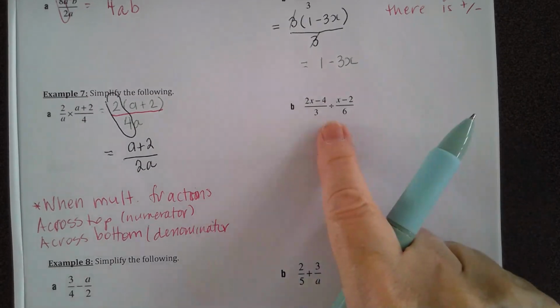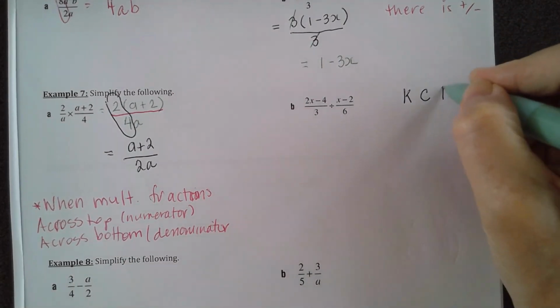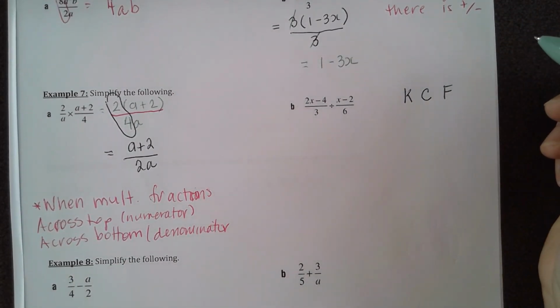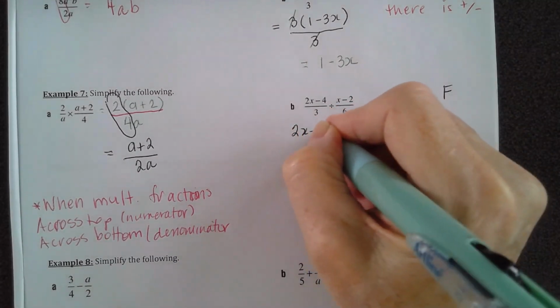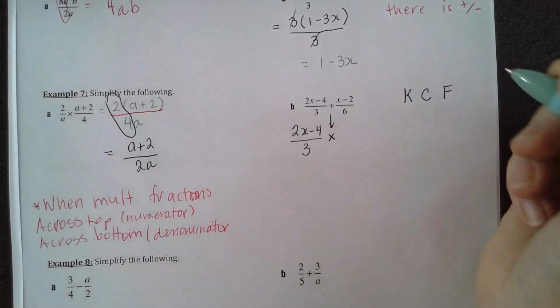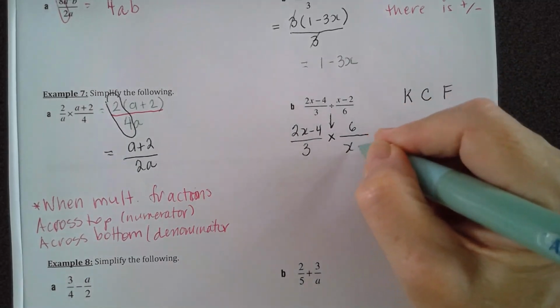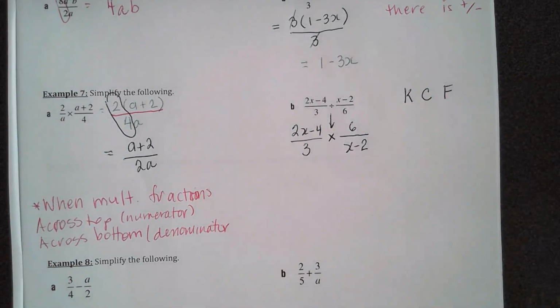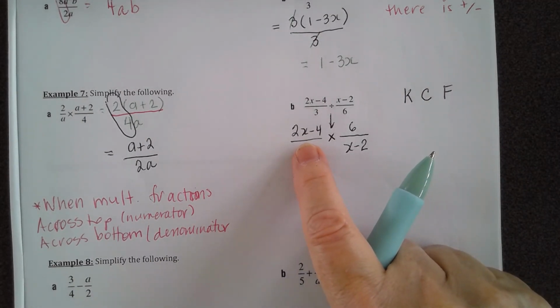When I divide, remember this is keep, change, flip. So I keep the first fraction as it is. Then I change the sign, divide to a times, and then I flip the other one upside down. So here we have it. I would like to factorize that top one. I would like to factorize anything I can. Can you factorize the top?